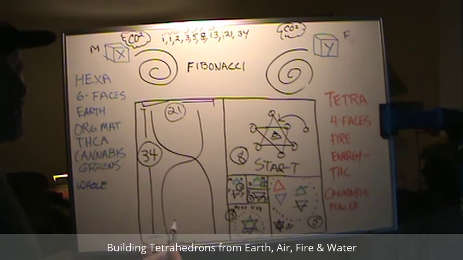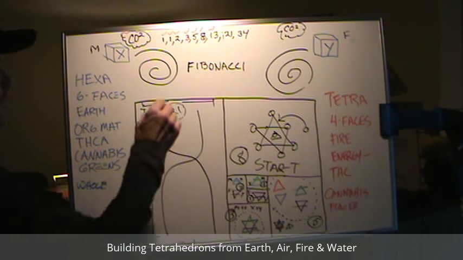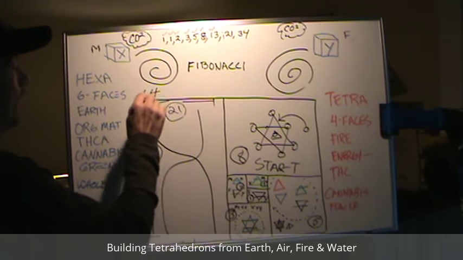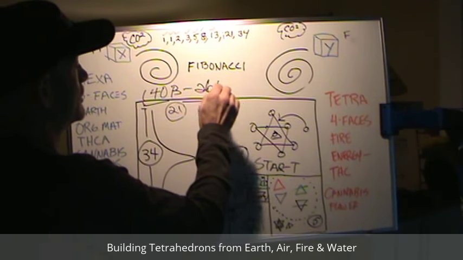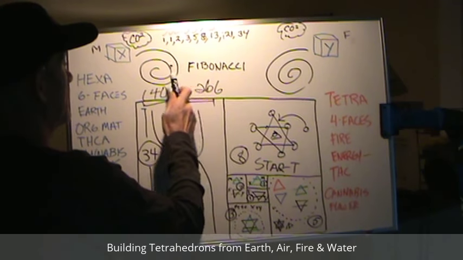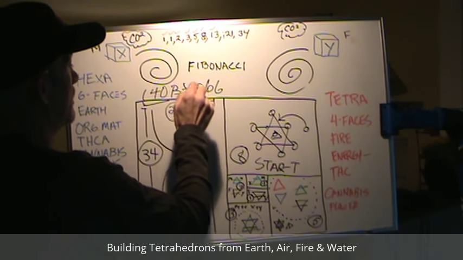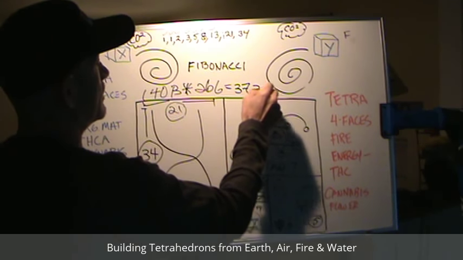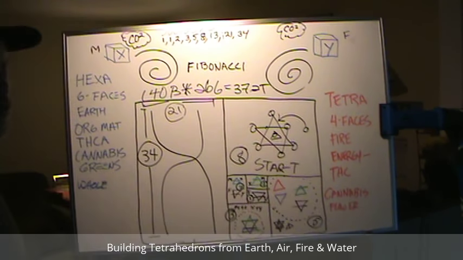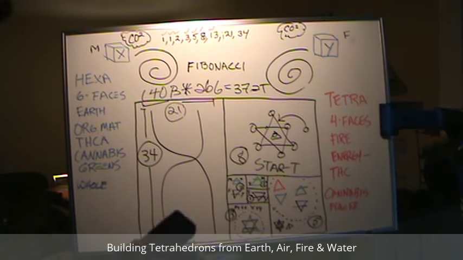One ladder step of DNA happens virtually 140 billion times per day, 266 times. So 140 billion times 266 equals 37.2 trillion cells, and that's a human being.